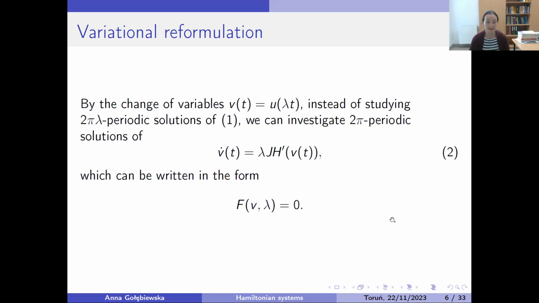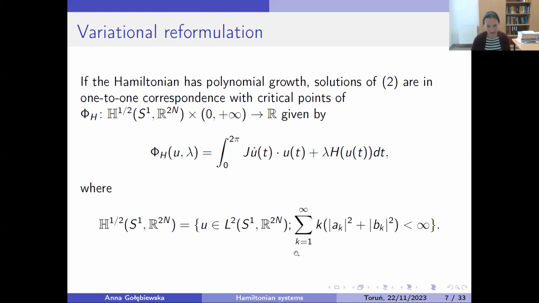But in fact, this system we can rewrite in the form of an operator equation. Taking everything to the left side, we can write that some differential operator acting on V and acting on lambda is 0. But the construction of our equation implies that this f is of some special form. Namely, we can observe that this is a gradient of some function.